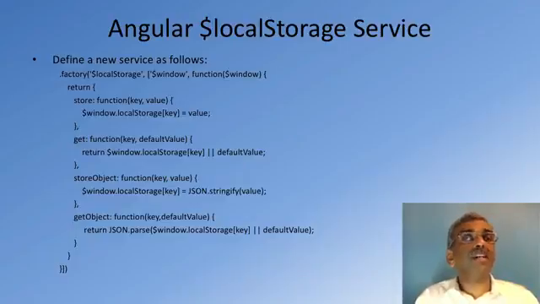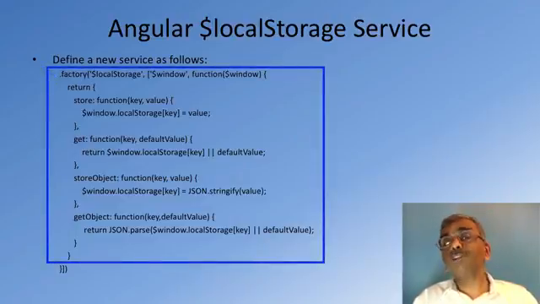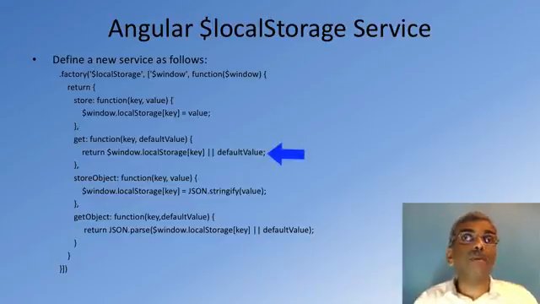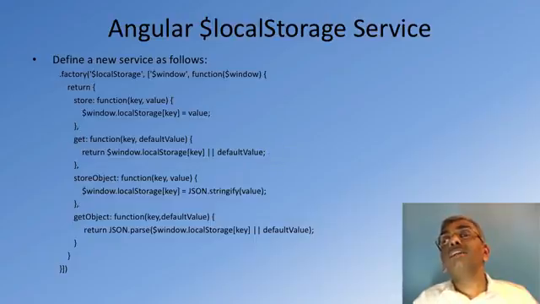Here I have implemented a factory called local storage. Inside the factory, I support 4 different methods. Store, which allows me to store a single value into my local storage. Then get, which allows me to retrieve the stored value using the key that I have used to store the value. In this particular case, I also support the approach for a default value. In case you are unable to find the value that you're looking for in your local storage, you can supply a default value so that your code will be simpler to handle errors.